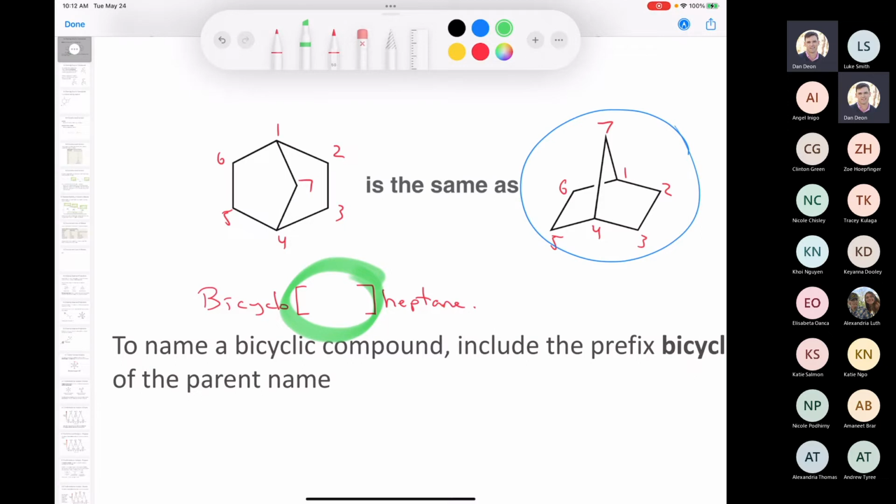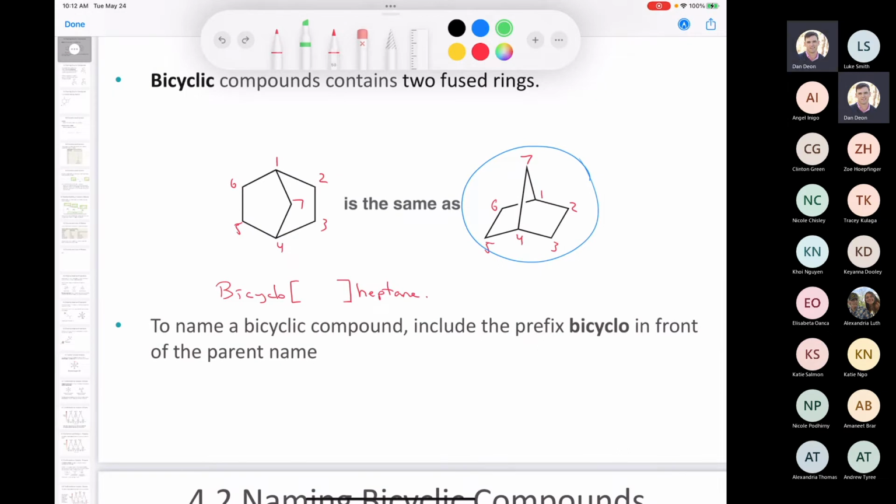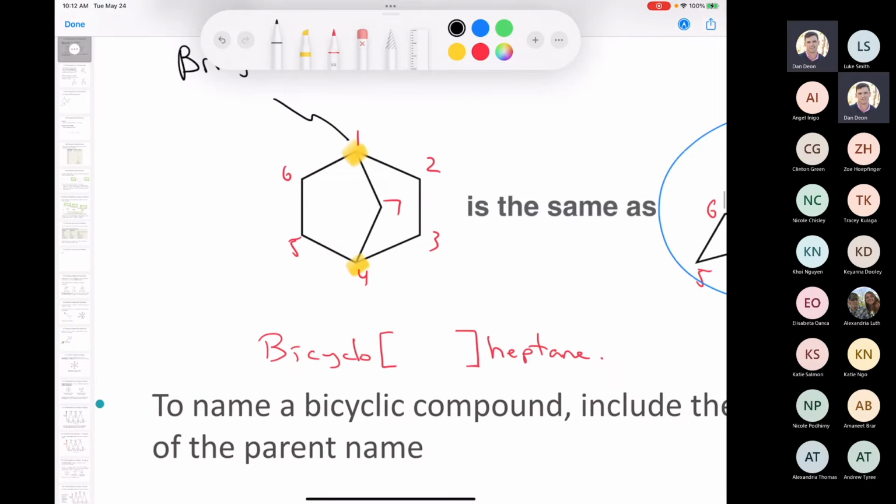Okay, so in the brackets, you're going to write 3 numbers. 3 numbers always. What you do is you look at what are called the bridgehead carbons. You see where the ring is tacked onto the other ring? These carbons here are called bridgehead carbons. So this is a bridgehead. Everything that I have highlighted in yellow is a bridgehead carbon. So then you look at the bridges that are attached to the bridgeheads. That means that this would be considered a bridge between the 2 yellow carbons. And then this is also a bridge.